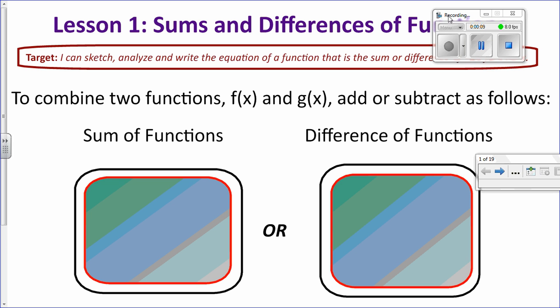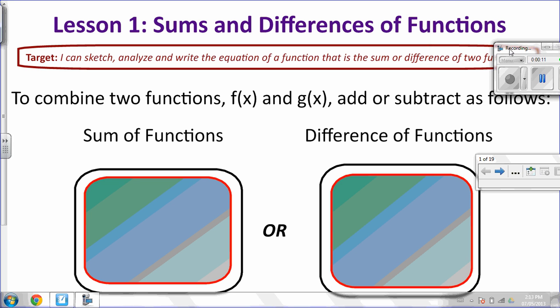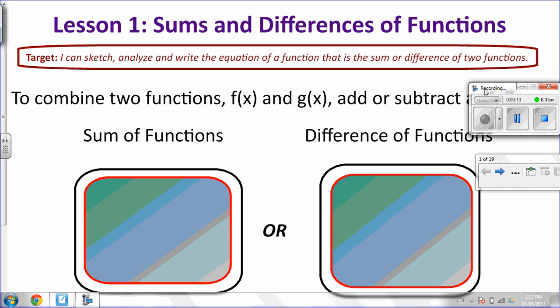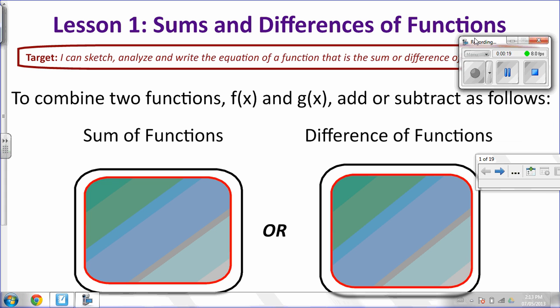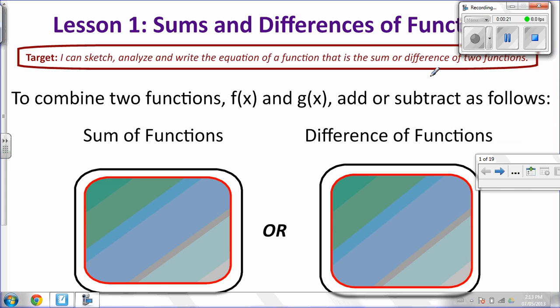We're going to be going over the sums and differences of functions. So this is chapter 10 that we're looking at. I can sketch, analyze, and write the equation of a function that is the sum or difference of two functions. So the words sum and difference are two things that we need to distinguish right now. Sum meaning add, difference meaning subtract. So today we are going to simply add and subtract functions.